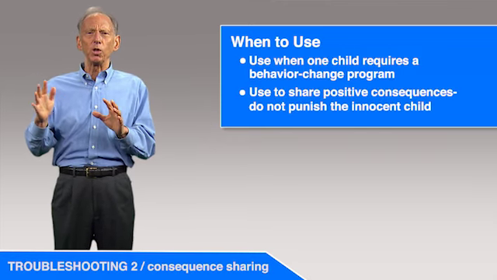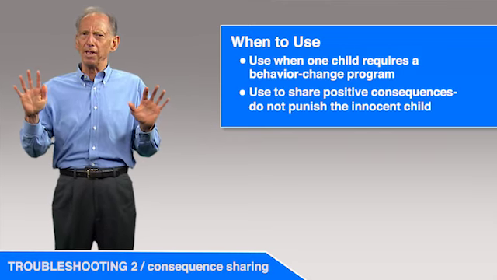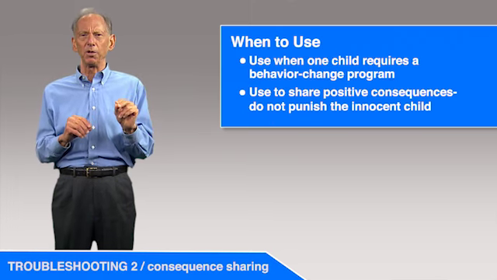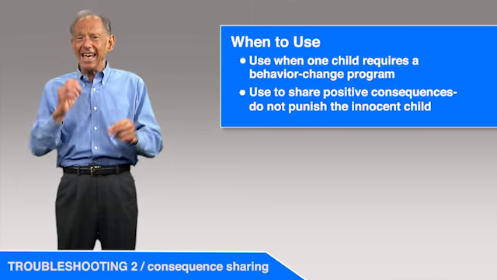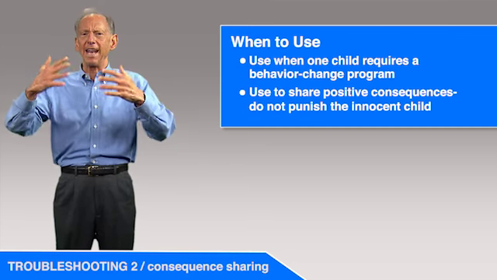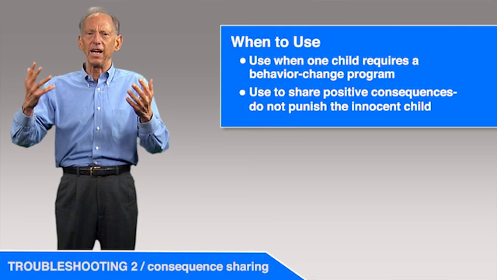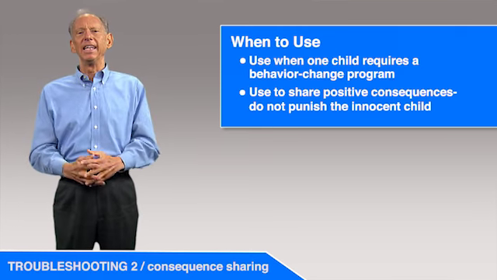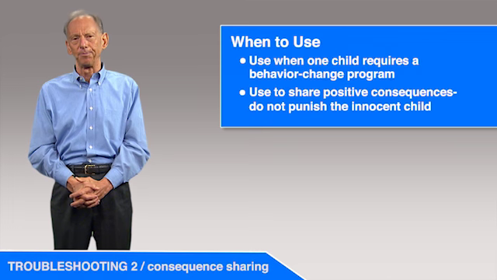Now, we use this approach only with positive things, never punishment. So it's important that you never take away anything in consequence sharing. So you don't say, he didn't do this, so you lose a privilege. No. It's always something added or extra. Never set it up so the innocent person is involved in anything that would be punishing.